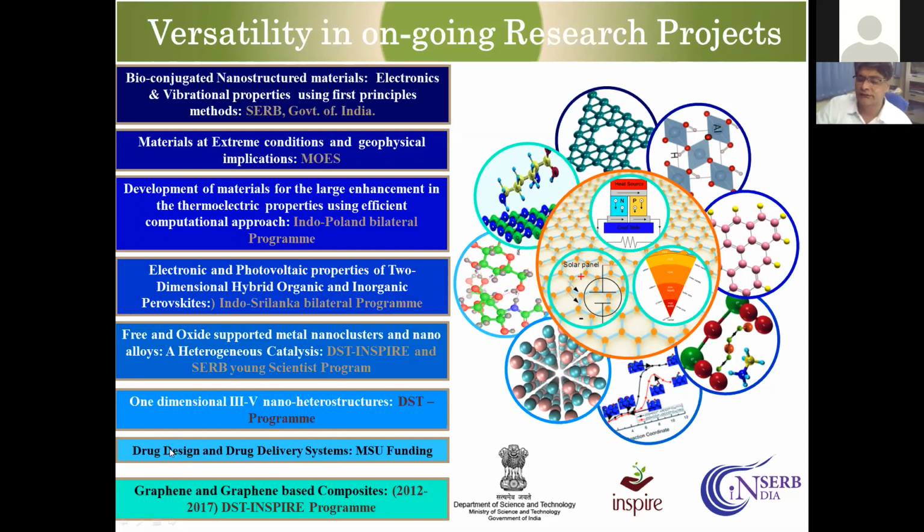And apart from that, by using some nanostructures, there are a few papers which we have recently published related to the drug delivery systems. And then, of course, graphene and the graphene-based composites are there, because that is where everything starts as far as the two-dimensional systems are concerned.